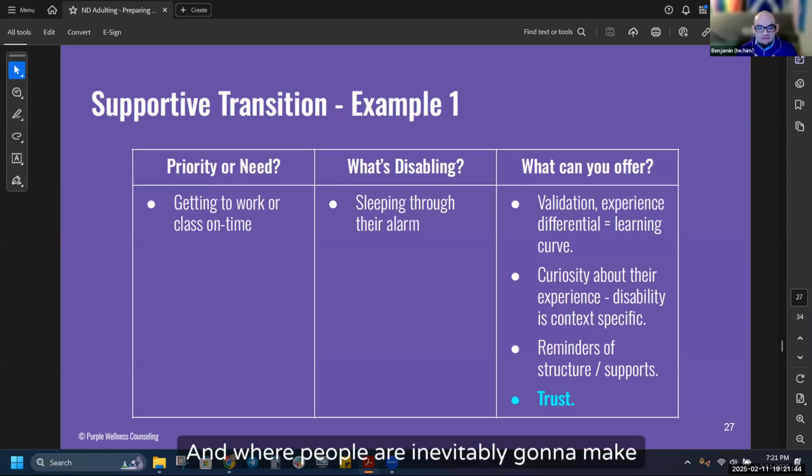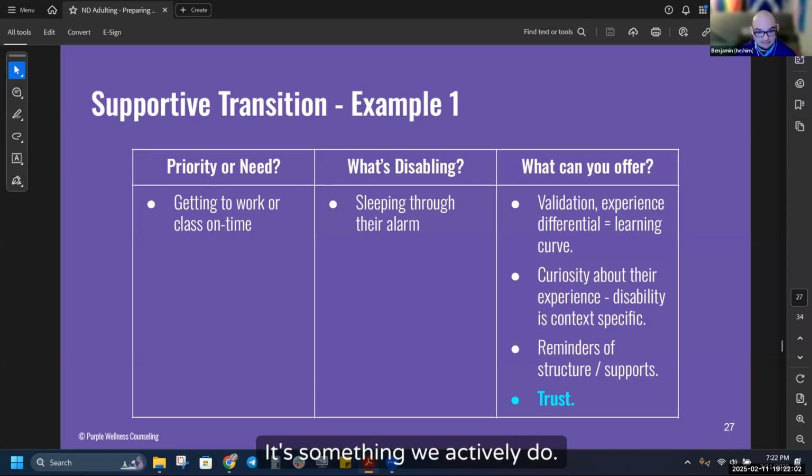And where people are inevitably going to make mistakes, where inevitably stuff that we had hoped wouldn't happen happens, then we have to trust that people are going to learn from that, both us and the people we care about. So trust is key here, and it's a practice. It's something we actively do. It's not just an emotion, it's an action. And so this is something for us all to practice in this transition.